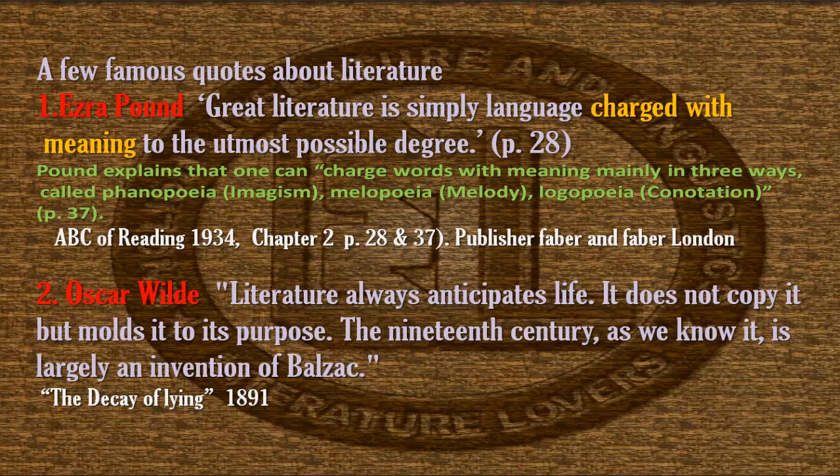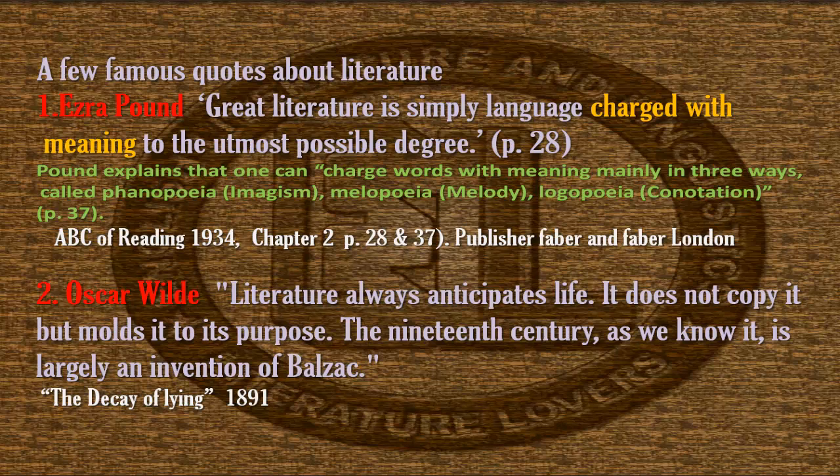What does he mean, a language charged with meaning? He explained that one can charge words with meaning mainly in three ways, which are called phanopoeia or imagism. Producing images in the literary work is called phanopoeia, or melopoeia, which is melody, rhythm and music in the literary work, or logopoeia. Using words in more than one meaning, or using words in their connotational meaning, is also logopoeia.